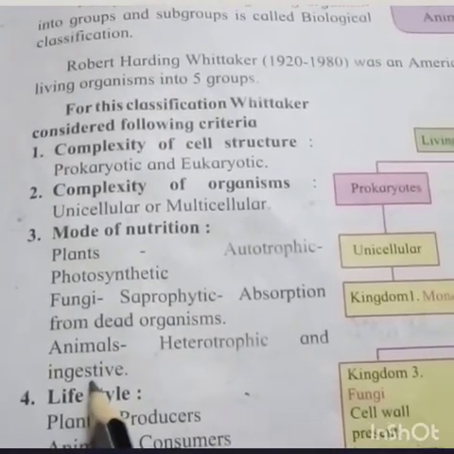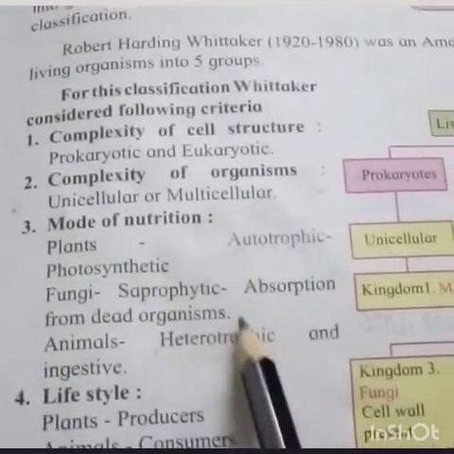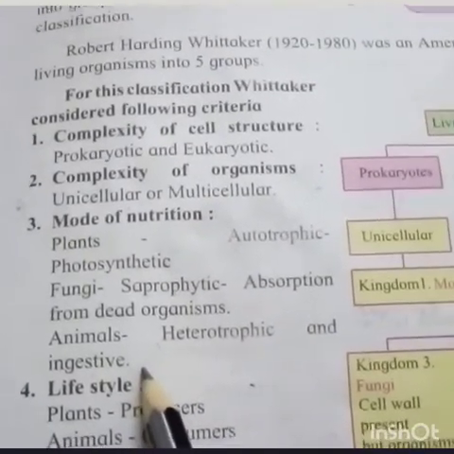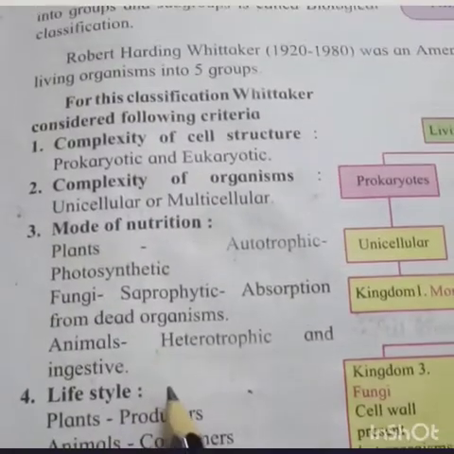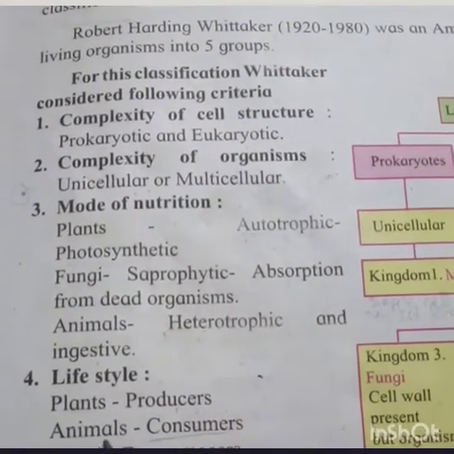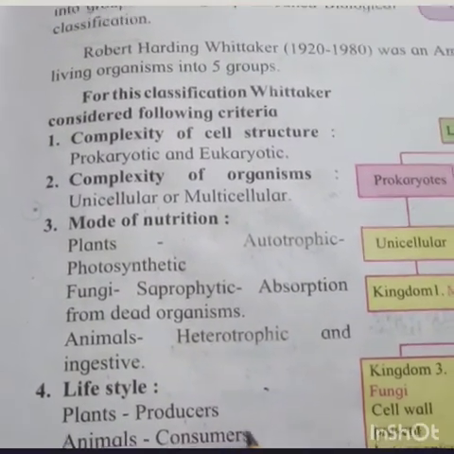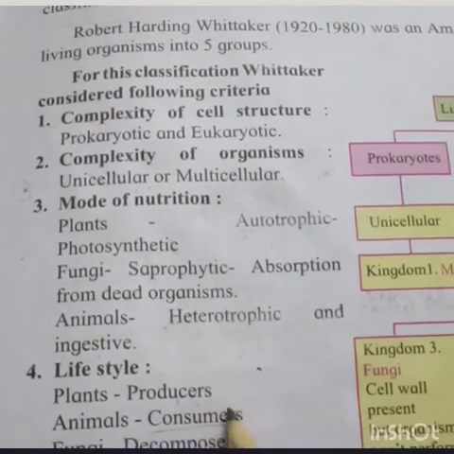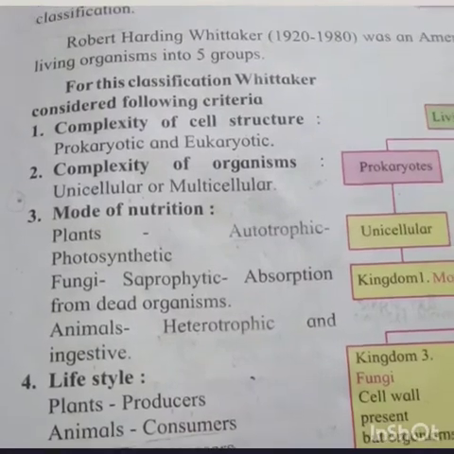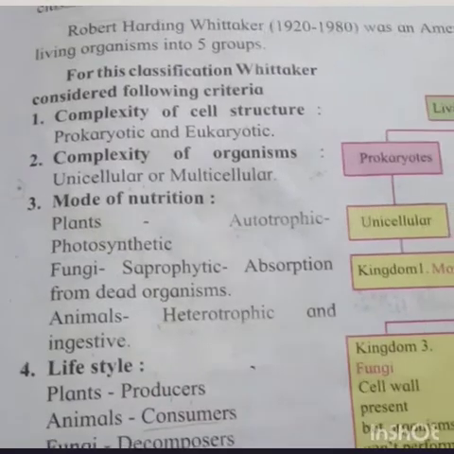Animals are heterotrophic and ingestive, that means they depend on another organism to survive and they take their food in their body. Now lifestyle, plants are producers, they prepare their own food. Animals are consumers, they consume plants or other animals. Fungi are decomposers, they get their food from dead organisms.